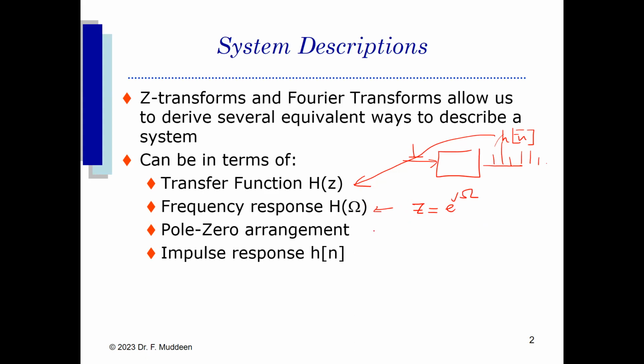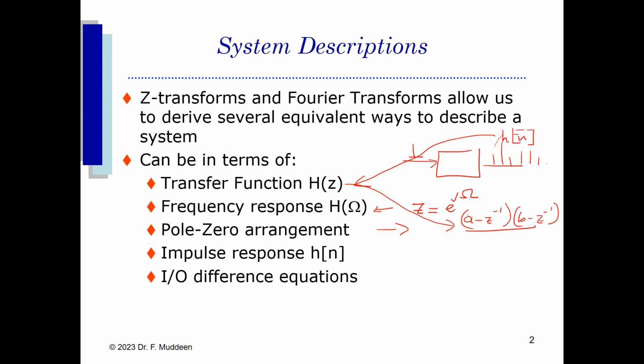The pole zero arrangement, you remember, if you take the transfer function, the same H(z) here, you could get something in terms of z, you could factorize it in terms of a whole series of poles and zeros, and then you could plot that and see where the poles especially lie.